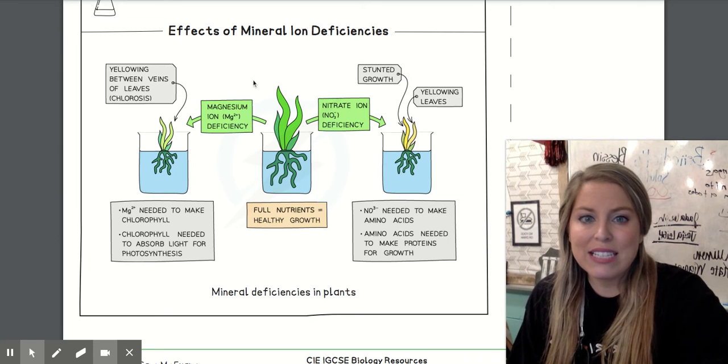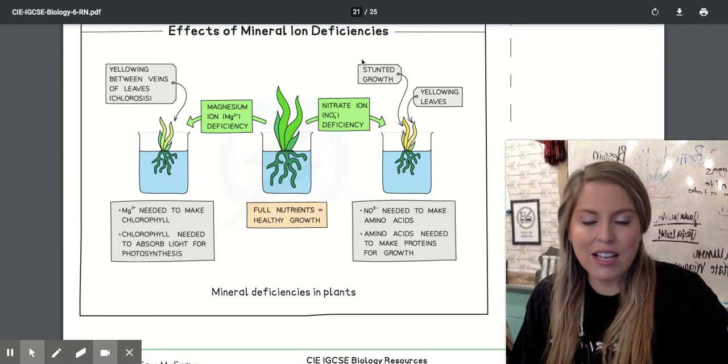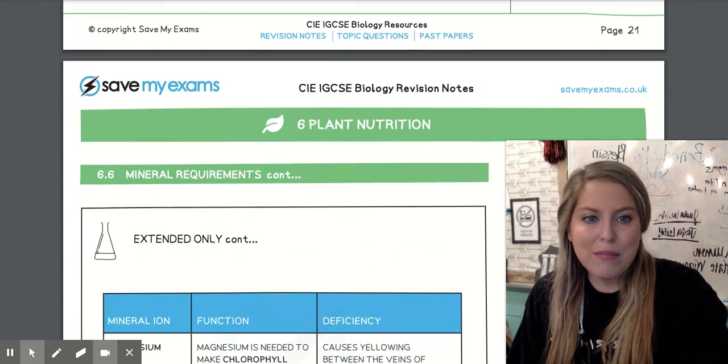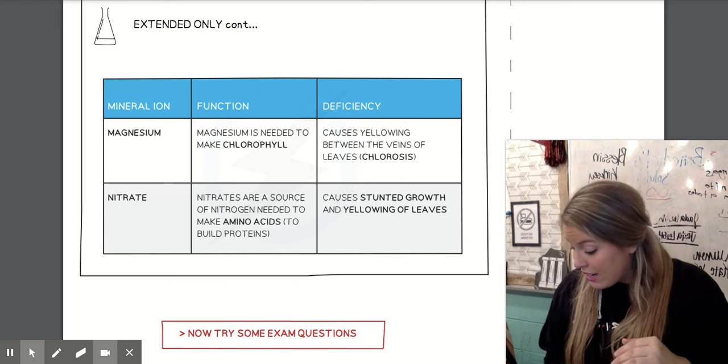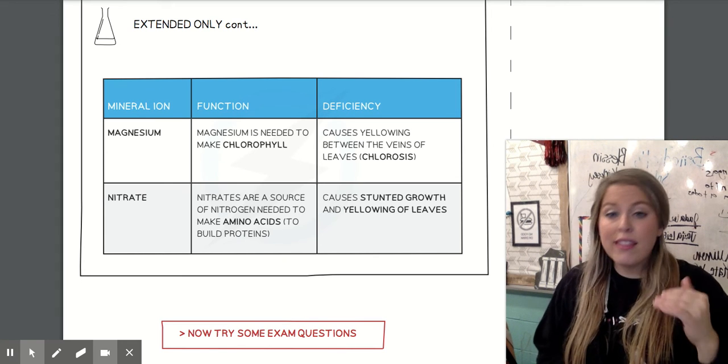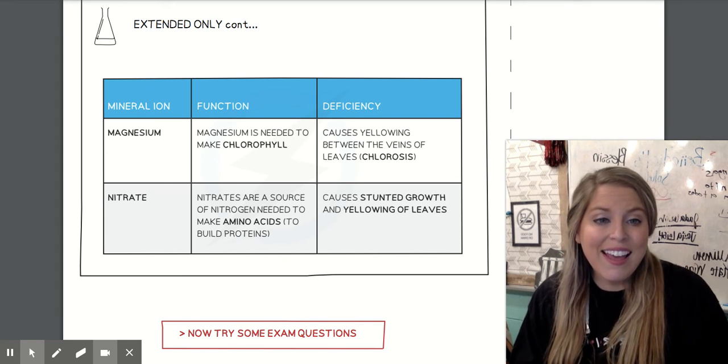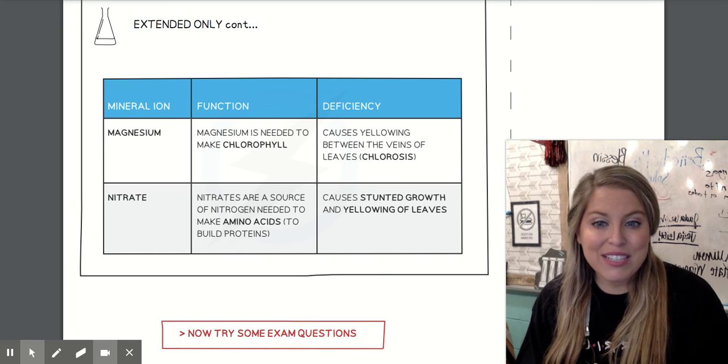So just make sure you see the difference of plants with mineral ion deficiencies. And then here's going to be a table that you will find in your notes that I will provide for you. And then, of course, we'll check back in with our CFU.